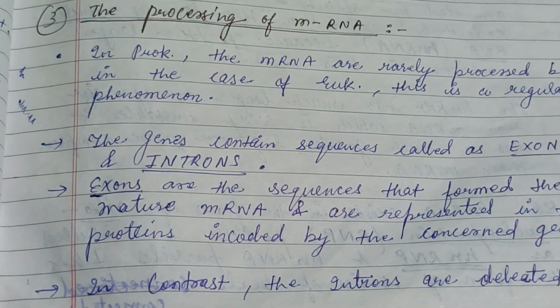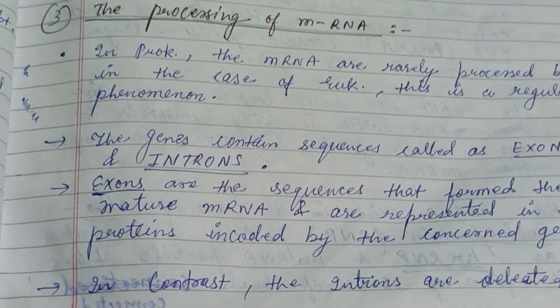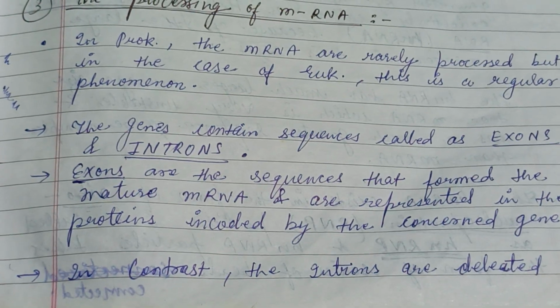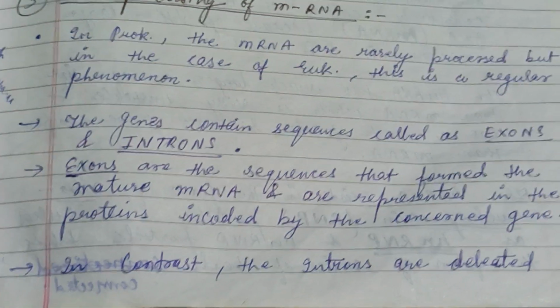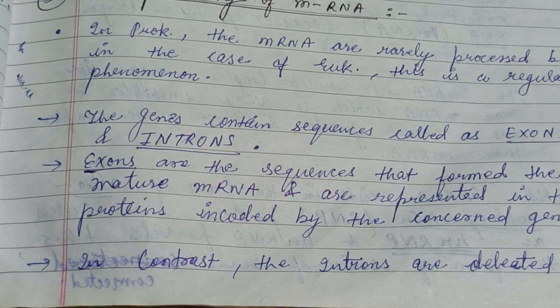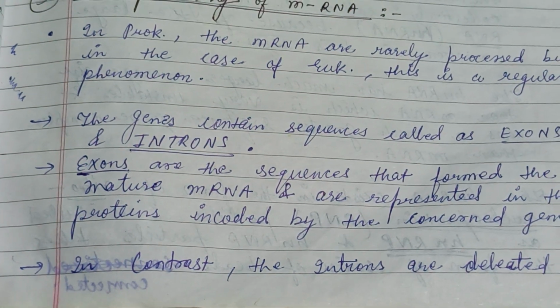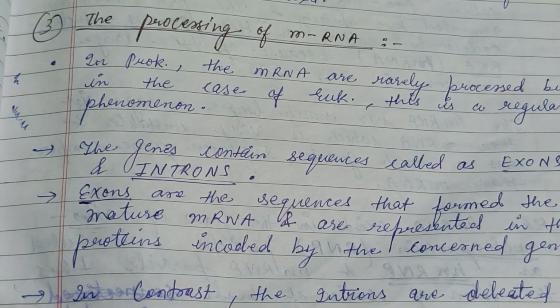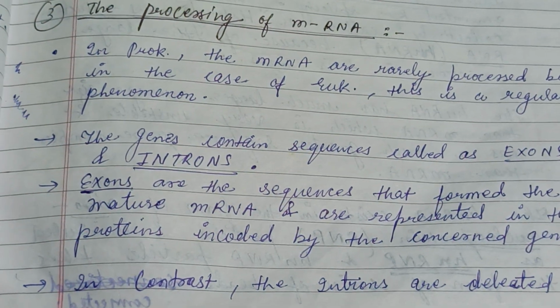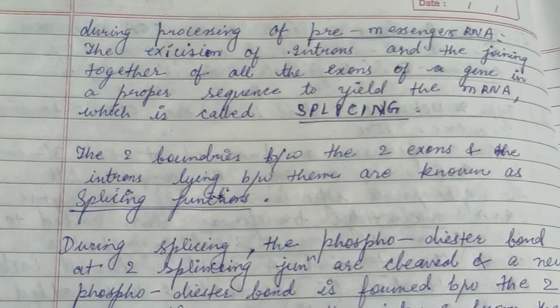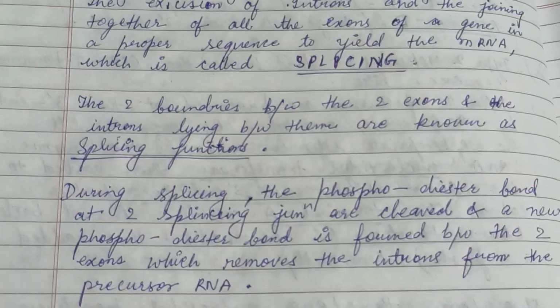So here is another video on the processing of the mRNA. In prokaryotes, the mRNA is rarely processed, but in eukaryotes, it is a regular phenomenon. Through the removal of the introns and the joining of the exons, the pre-mRNA is modified to form the mRNA by a process known as splicing.